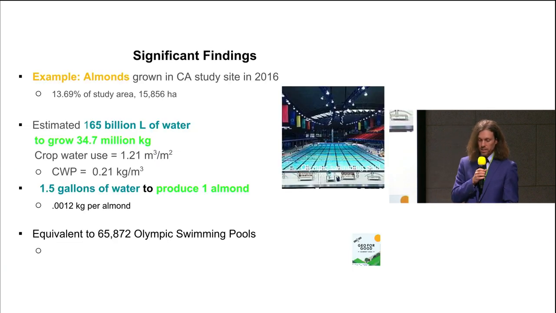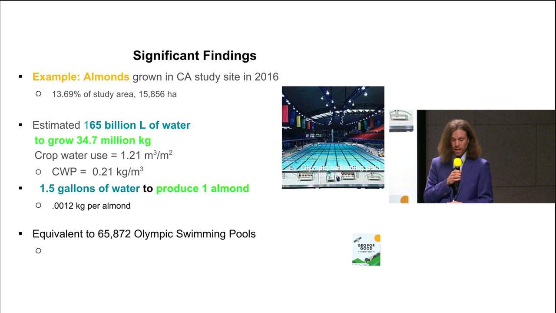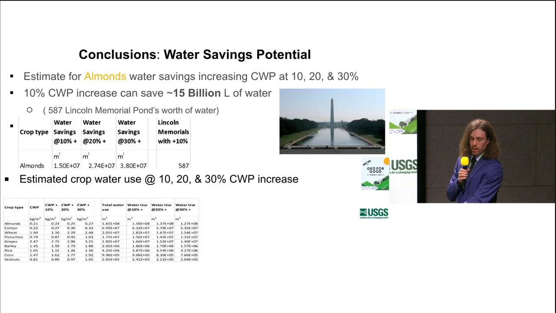Major findings of this study have shown that in our study area, it took about 165 billion liters of water to produce about 35 million kilograms of almonds. That's about 1.5 gallons of water to produce one almond, or the equivalent to about 66,000 Olympic swimming pools in one 1,100 square kilometer area.